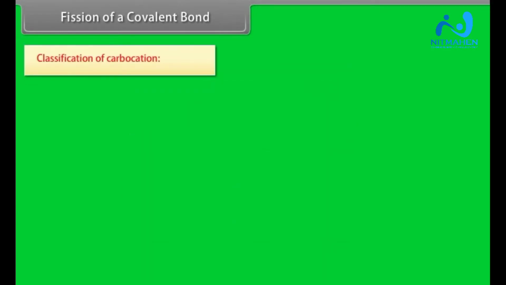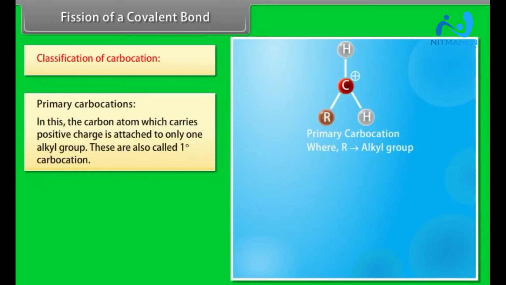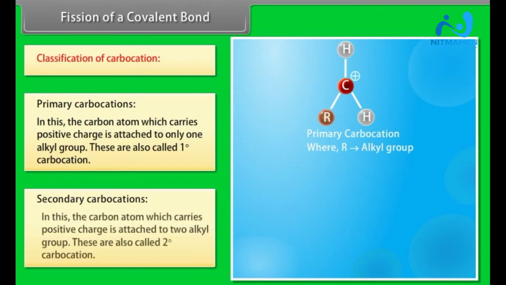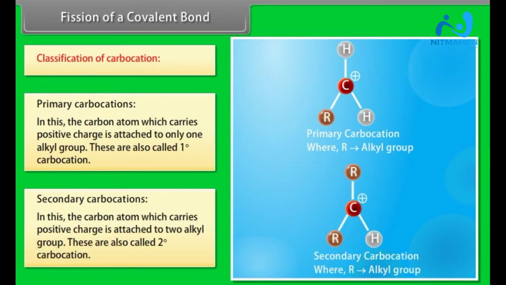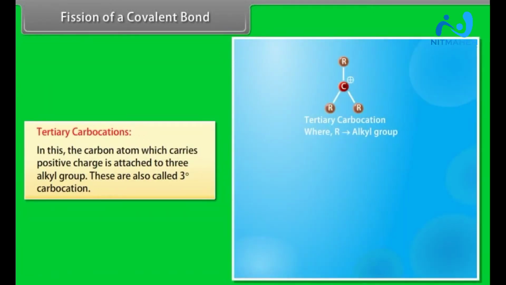Classification of carbocation. Primary carbocations. In this, the carbon atom which carries positive charge is attached to only one alkyl group. These are also called 1-degree carbocation. Secondary carbocations. In this, the carbon atom which carries positive charge is attached to two alkyl groups. These are also called 2-degree carbocation. Tertiary carbocations. In this, the carbon atom which carries positive charge is attached to three alkyl groups. These are also called 3-degree carbocation.